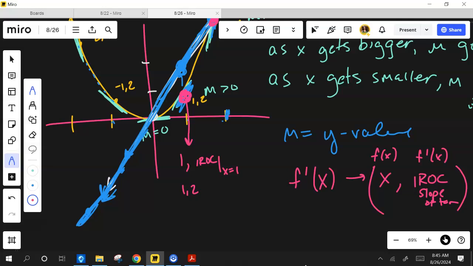Does that make sense? Y'all are looking at me like no. Tan line's the blue one. Let me show you an example, a picture.